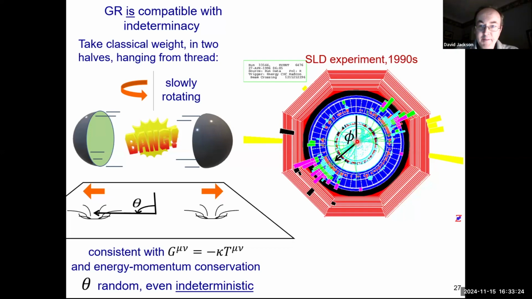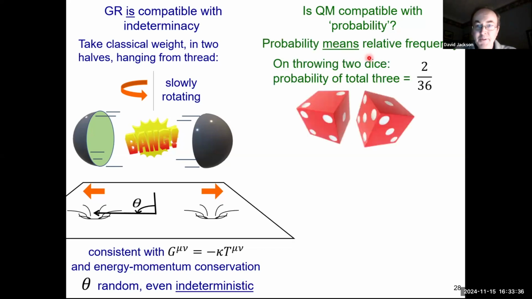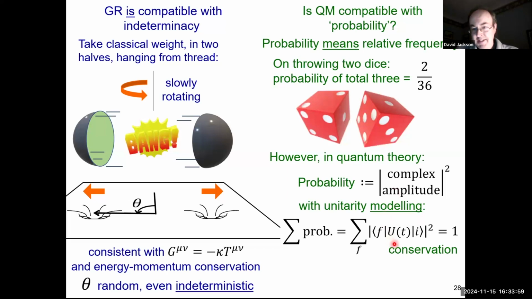So now let me make my controversial comment about quantum theory, and that is to question whether quantum mechanics is compatible with probability. All I mean by this is that normally what we mean by probability is a relative frequency. So if you roll dice, you count the number of ways a certain outcome can happen over the total number of possibilities, and you divide one by the other, and that gives you your relative frequency. However, that's never what happens in quantum mechanics. That's never the way things are calculated. Instead, probability is a complex amplitude squared, which models probability. So with a unitary evolution of your initial state, you still conserve probability when you sum over all possible final states. So you can model probability this way, but it's not actually describing what a probability is.